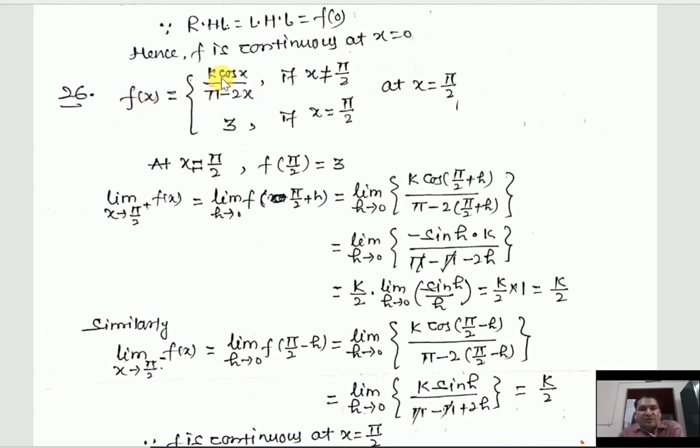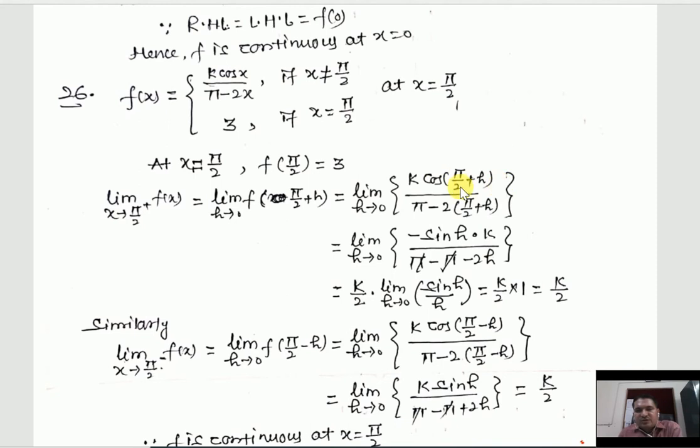the value of the function is equal to k cos x upon pi minus 2x if x is not equal to pi by 2, and this is equal to 3 if x is equal to pi by 2, at x is equal to pi by 2. So at x is equal to pi by 2, f of pi by 2 is equal to 3. So x tend to pi by 2 means the right hand limit and left hand limit both will lie over here. So h tend to 0, f of pi by 2 plus h will come instead of x. Now limit h tend to 0, k cos x; instead of x you have to put pi by 2 plus h, pi minus 2 into pi by 2 plus h, simplify it.